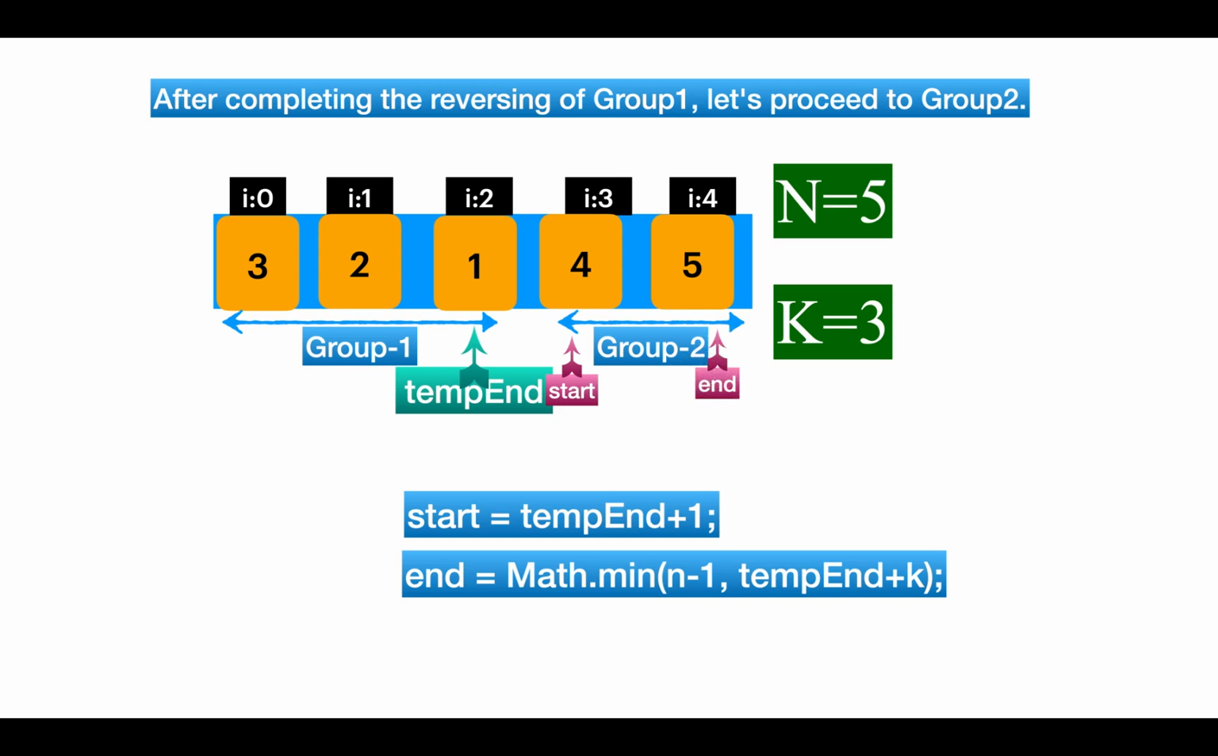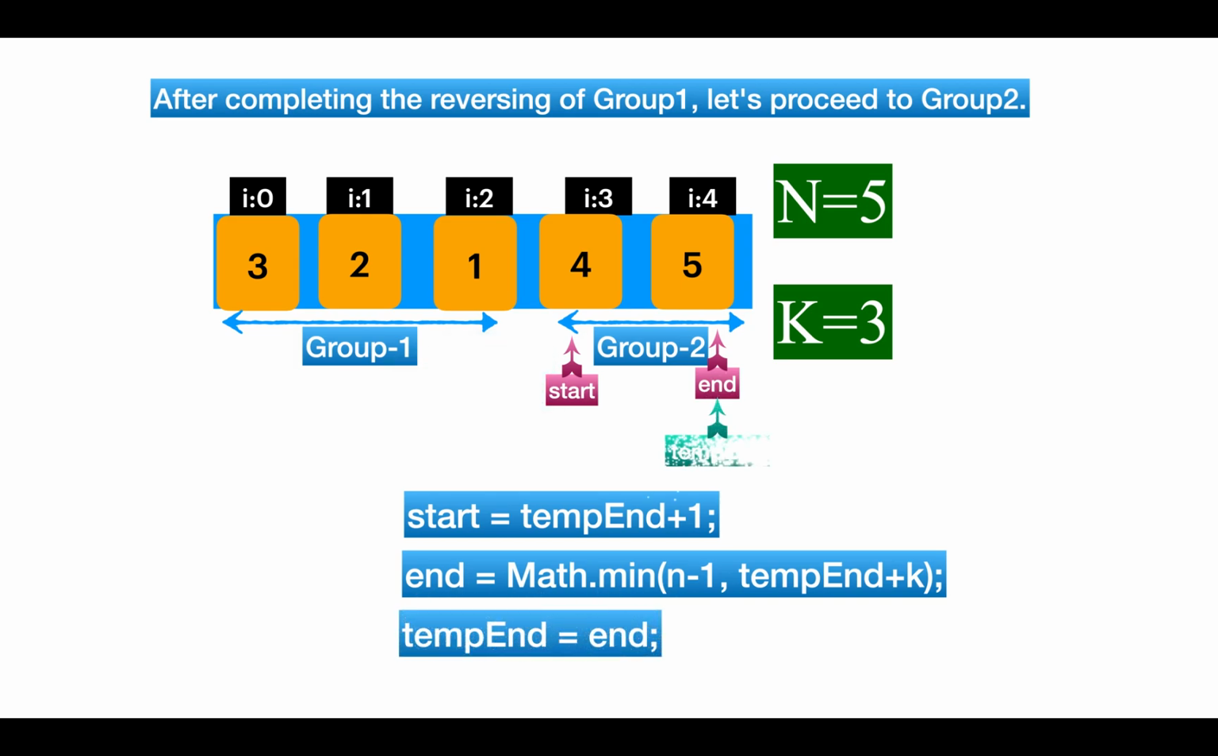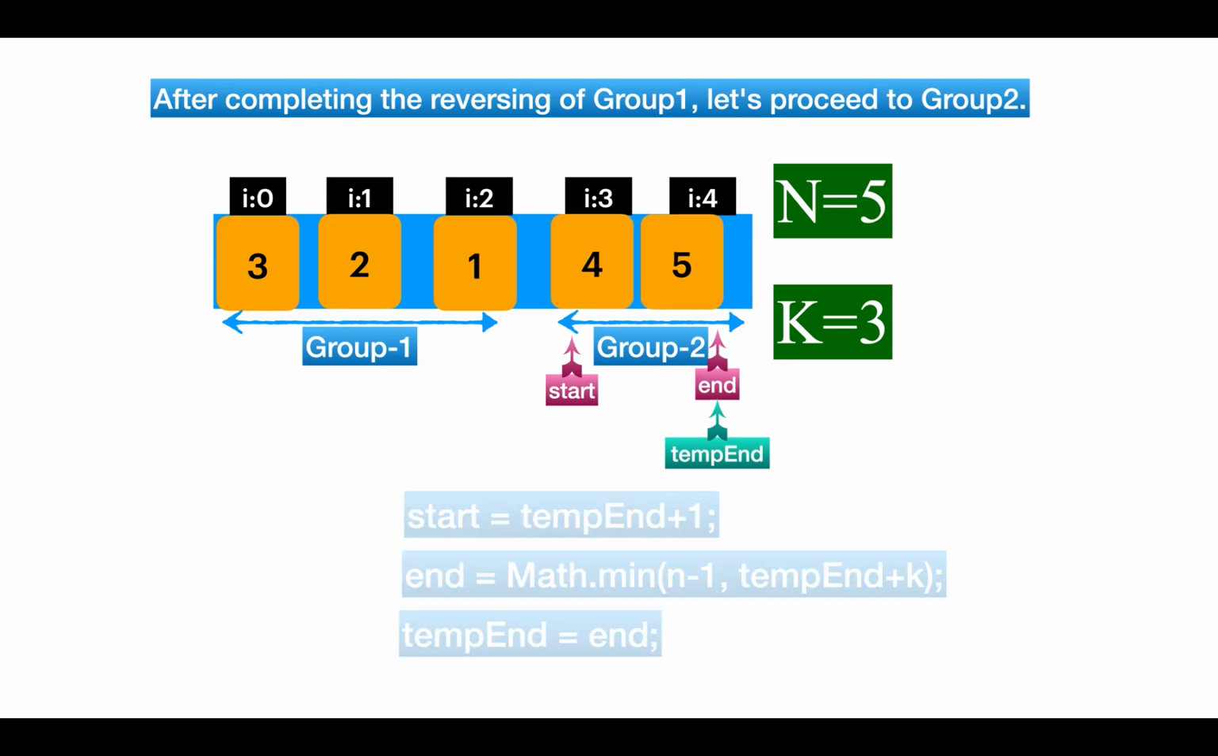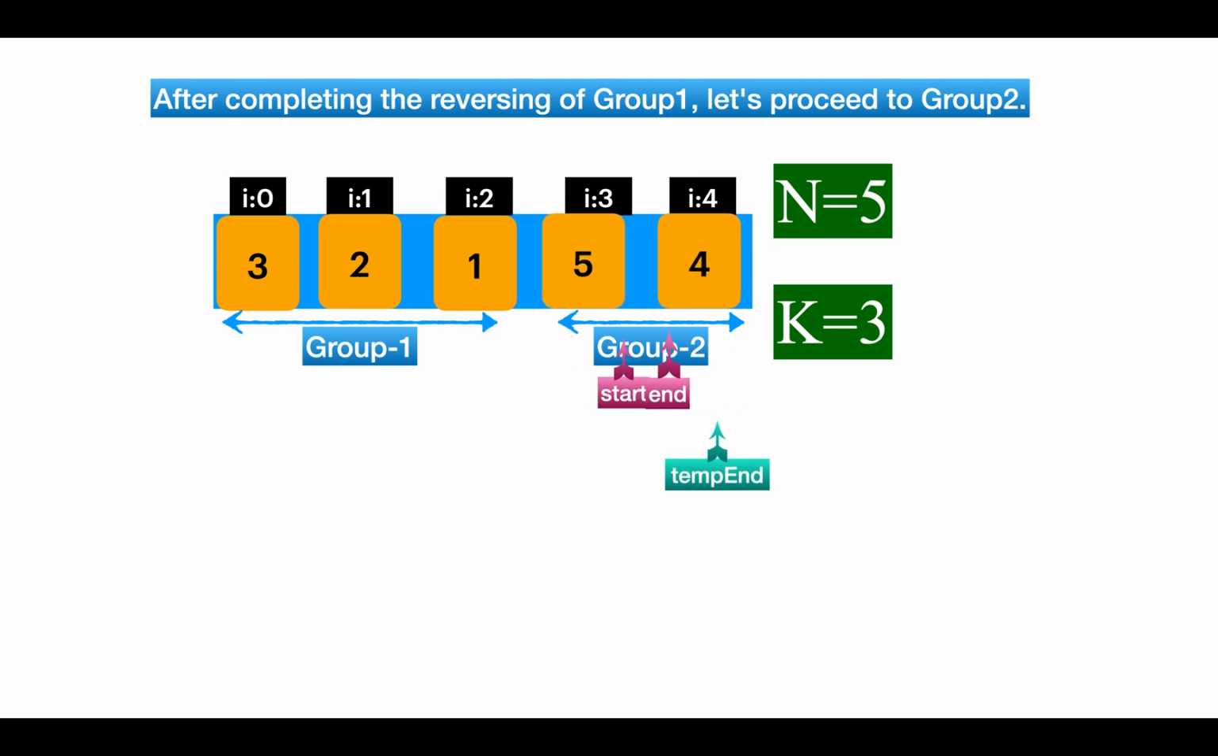So just reinitialize temp end equal to current end. So again, you can take a swap of start and end and increment the start, decrement the end. Now you see my start index has already moved past n minus 1 index. We are done with the processing.